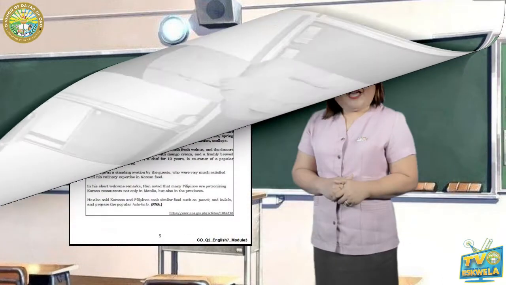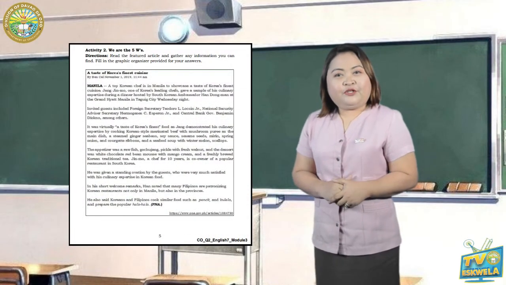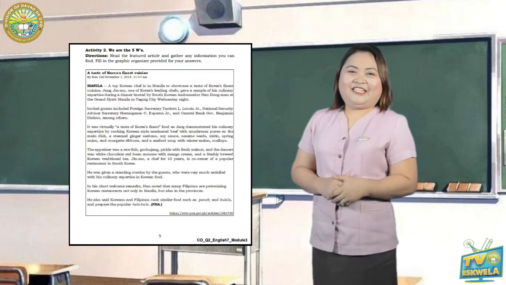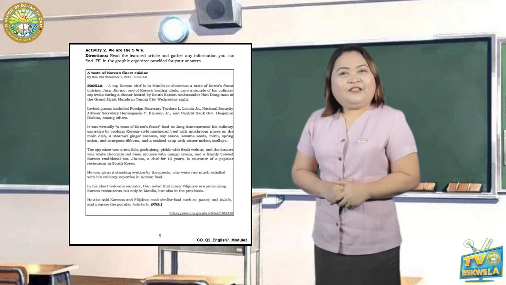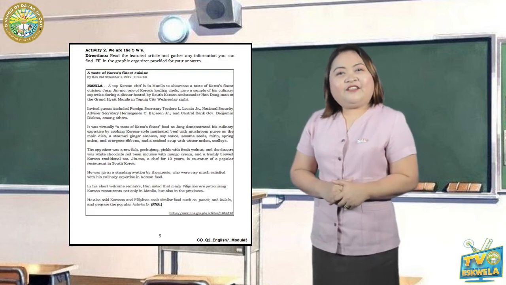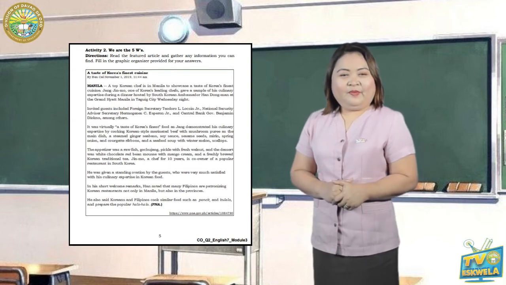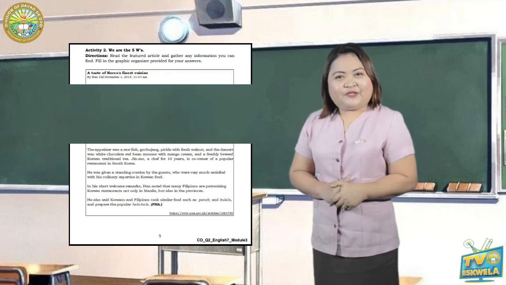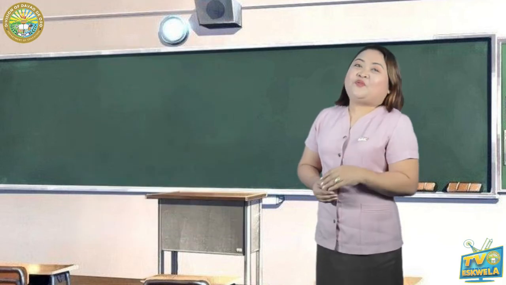Please flip through page 5 of your self-learning module and look for activity 2. We are the 5 W's. Directions. Read the featured article and gather any information you can find. Fill in the graphic organizer provided for your answers. Come, read along with me.